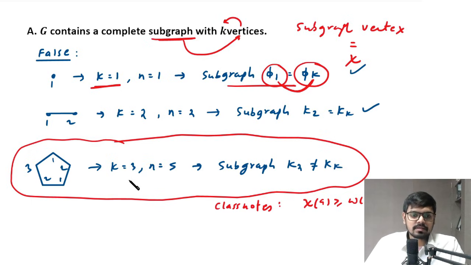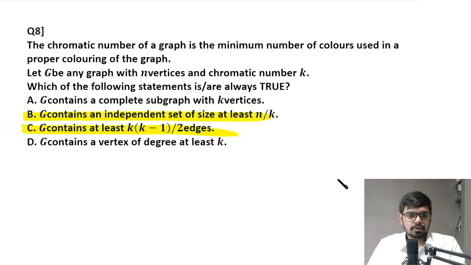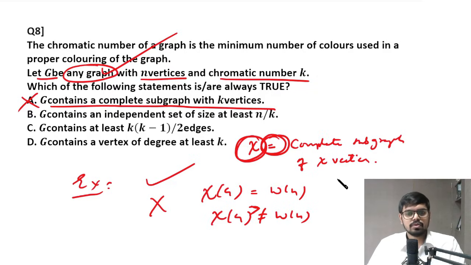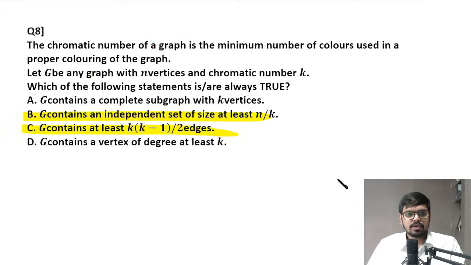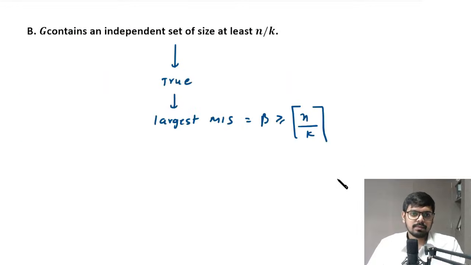So talk about the subgraph. Sir, the complete subgraph here is K2. We cannot have K3 since there is no triangle. But K2 has 2 vertices only, and our chromatic number is 3, so K2 is not equal to KK. Therefore, this is false. No need to dive into such details in the exam since you know the theorems. Straight away you can eliminate option A. Now talking about B, C and D, step by step we'll see.